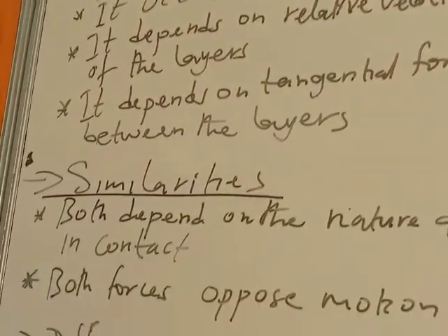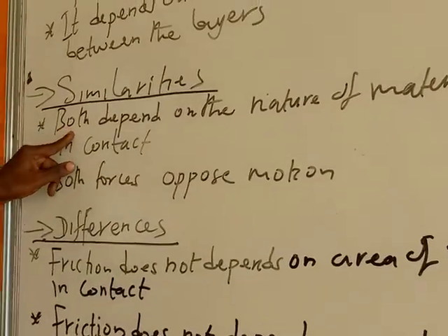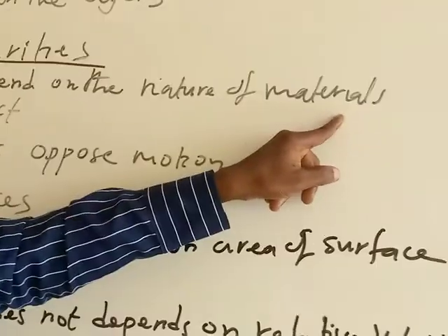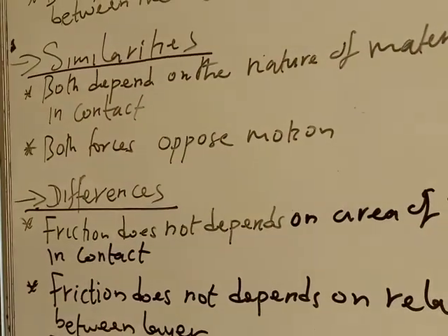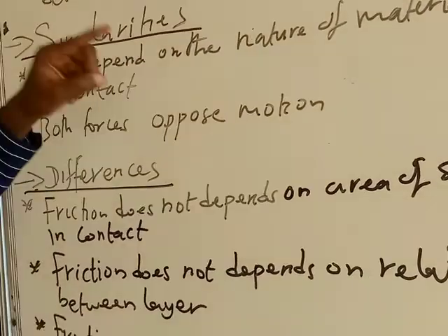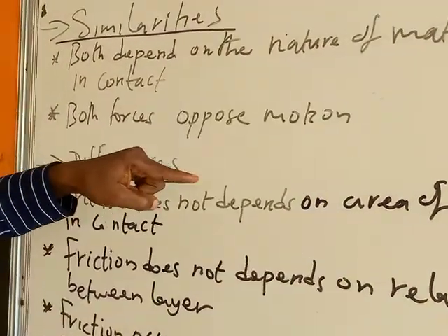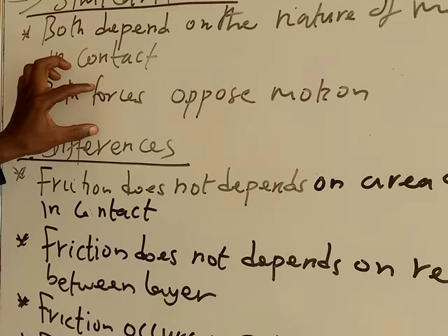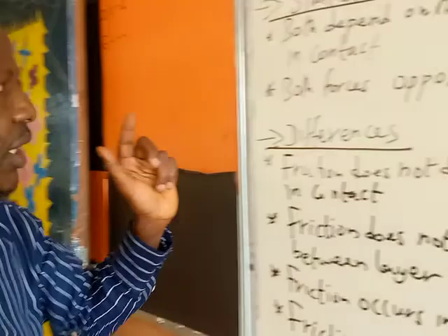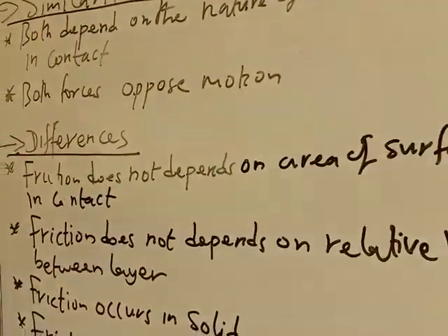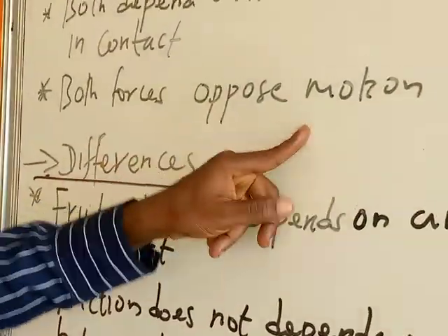Then, what are the similarities between viscosity and solid friction? Don't forget, both of them depend on nature of material. In our previous class, under friction, we said friction depends on nature, but does not depend on area itself. Then, this one also depends on nature of material. Then, both of them comprise force which opposes motion. They comprise force which opposes what? Motion. So both forces, both in solid friction and fluid, oppose motion.